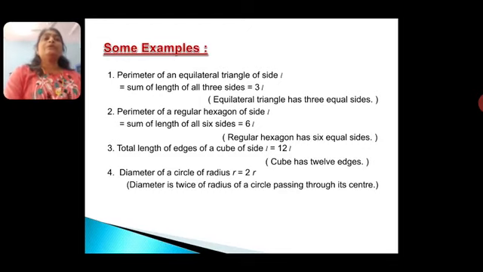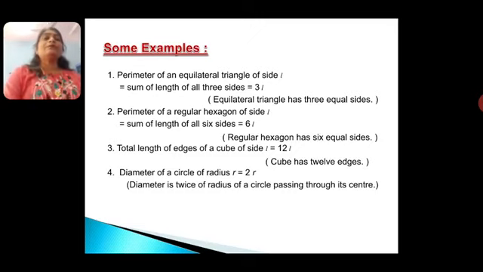Third, the total length of edges of a cube of side L. Students, we know that a cube has all sides equal, and in a cube there are a total of 12 edges. Therefore, the total length of edges of a cube equals 12 into L.